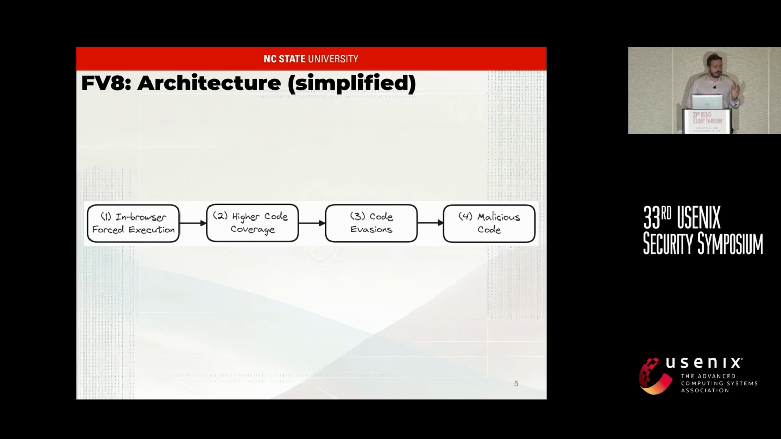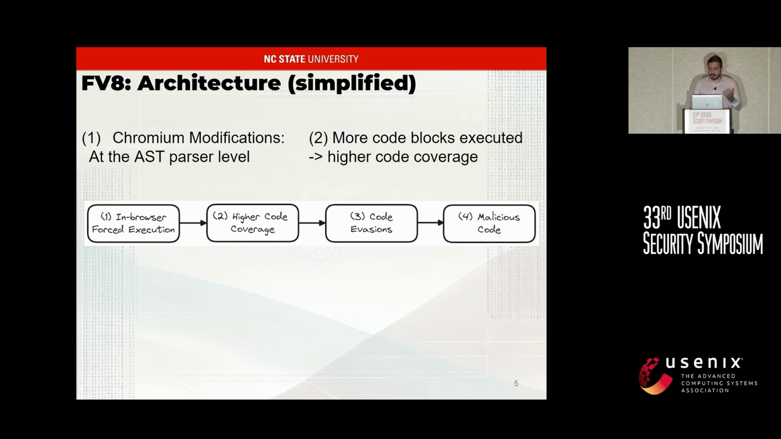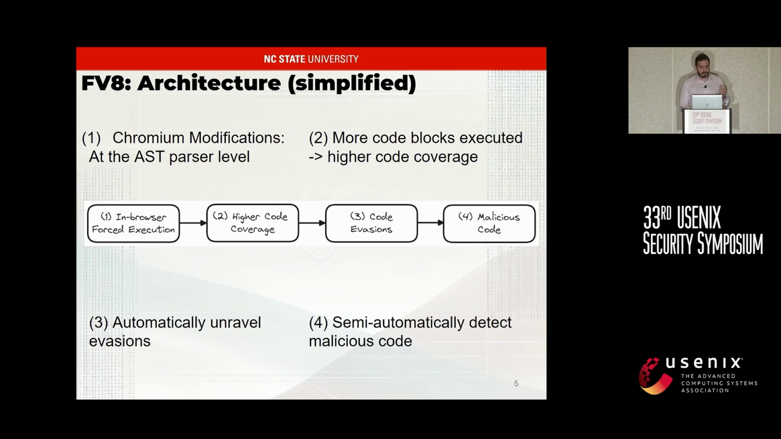In very simple terms, this is what our architecture looks like. We make the changes at the AST level, and we force execute some additional blocks. This leads to higher code coverage, and we automatically flag the evasions that we observe. Because of the higher code coverage, we're also exposed to more malicious code. An evasion can potentially lead to malicious code, so we also semi-automatically detect malicious code.